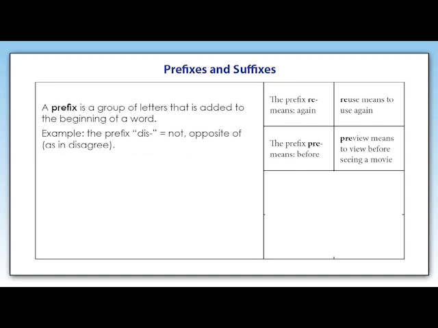The prefix re means again. And look to the box to its right. Reuse means to use again. The prefix pre means before. Preview means to view before seeing a movie.